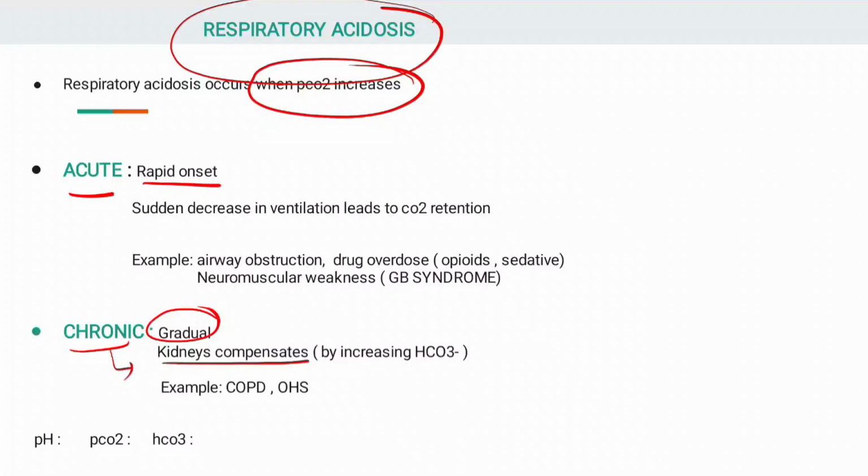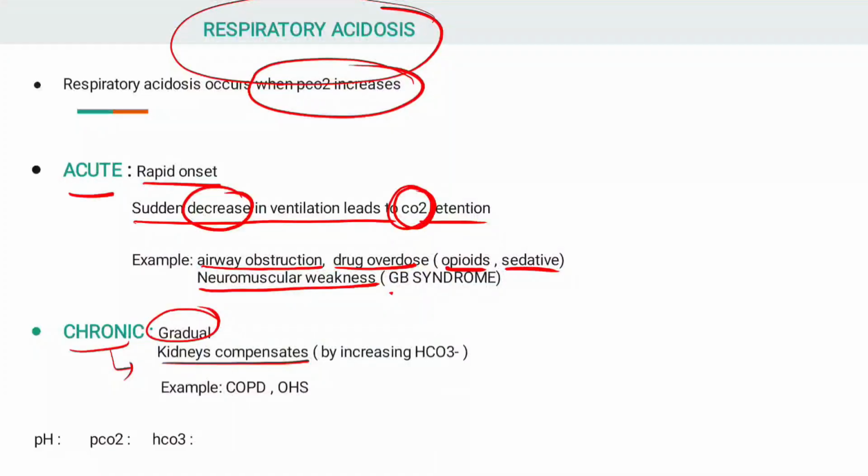So what is acute? A sudden decrease in ventilation leads to CO2 retention. It is seen in acute airway obstruction, in case of foreign body obstruction, and drug overdose like opioids and sedatives, and in some conditions like neuromuscular weakness, for example Guillain-Barré syndrome. Chronic is gradual, and the kidneys will eventually try to compensate. Typical examples are COPD and OHS.